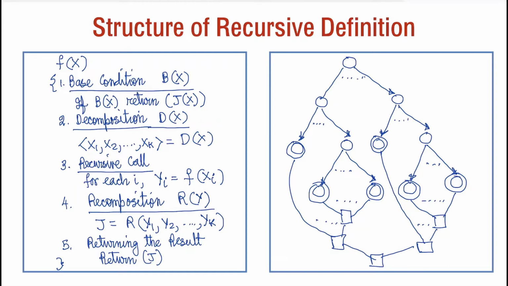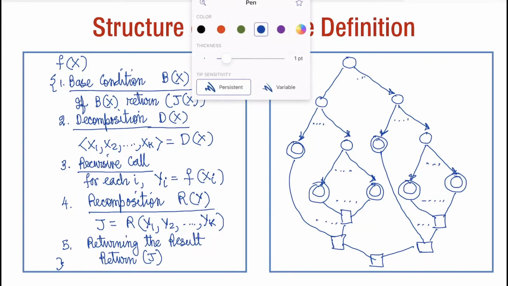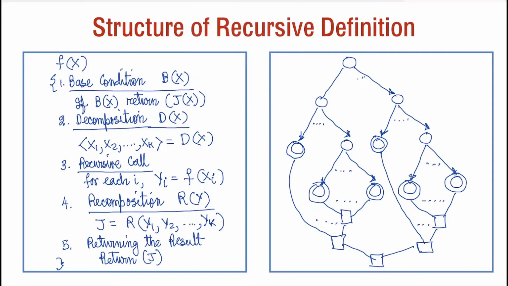So we have these circular nodes as the decomposition functions. This is where the problems are decomposed into parts. Here we have a decomposition, here we have a decomposition. So these are all the decomposition functions, and with every decomposition you have a recursive call. So this is f, this is f, this is f, this is f, here is a decomposition, this is f, and this is another decomposition. And at each of these points the base condition holds.